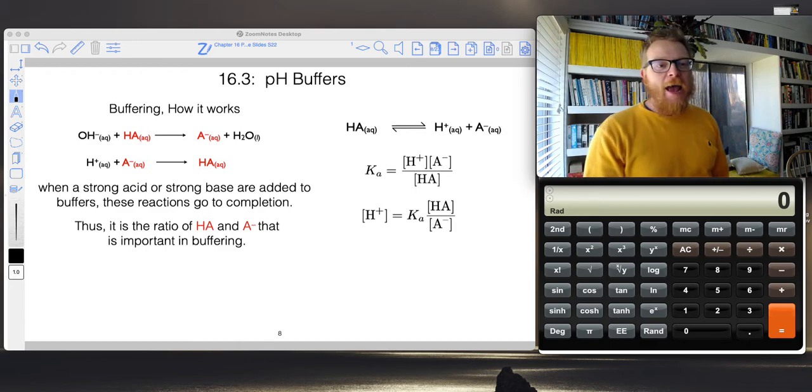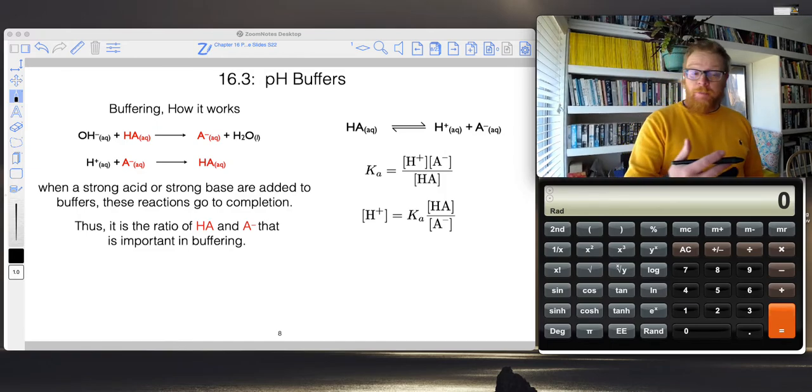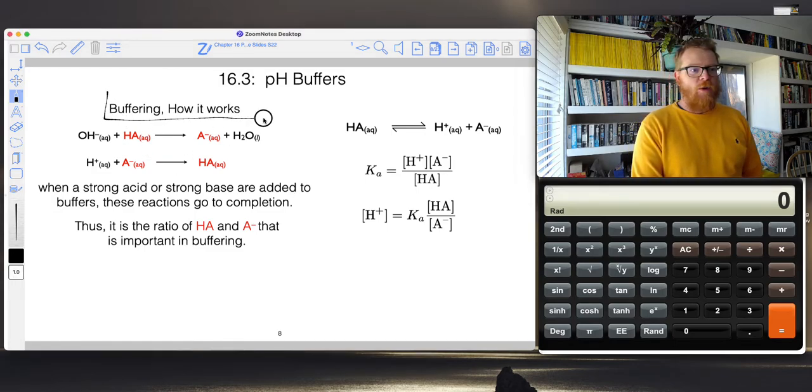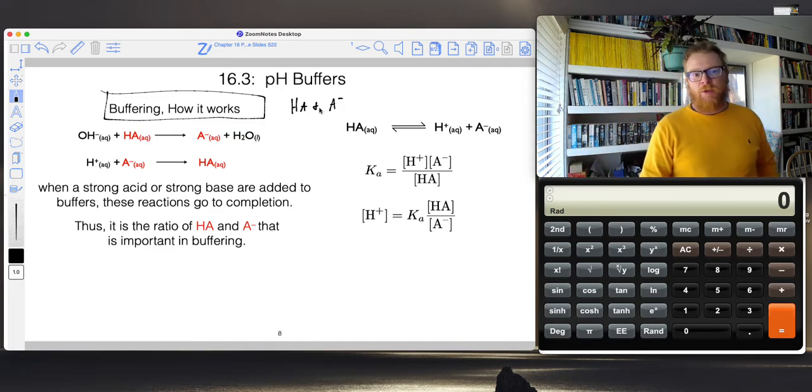So we've established what a buffer is. It's a weak acid and its conjugate base, or of course, a weak base and its conjugate acid. And it also resists the change in pH. Well, how is it that that happens? Okay, so buffering, how it works. We remember that our buffer contains both HA and A minus. Both of those have to be present in appreciable amounts.